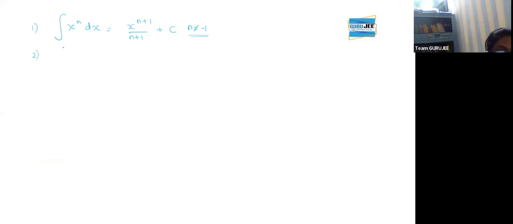Second one, e power x dx equal to e power x plus c. E power x plus c. Third one, a power x dx equals a power x divided by log, as I already told you, log to the base e a, plus c. When a is greater than 0 and a must not be equal to 1. Remember these conditions also.